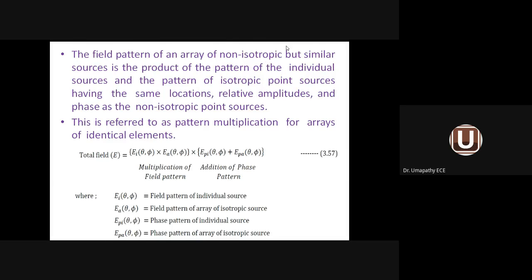What is non-isotropic? Non-isotropic means practical antenna. What are the practical antennas we come across? Half-wave dipole, monopole, Yagi antenna, parasitic antenna, dish antenna. Like that, a number of antennas are available in practice. They are called non-isotropic antennas. I want to find the radiation pattern of a practical or non-isotropic antenna array in two ways. So what are the two ways?